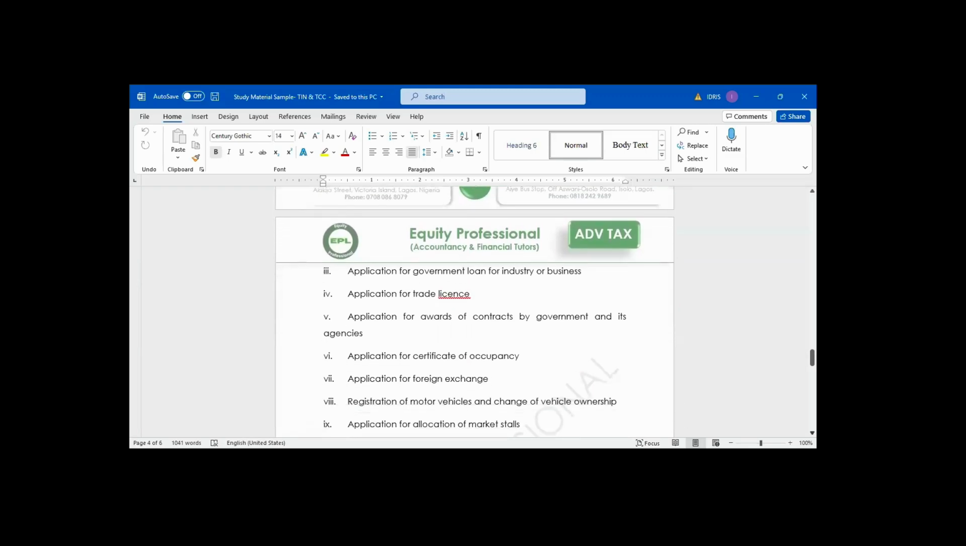Application for trade license. You want to collect trade license, they'll ask for your tax clearance certificate. Application for award of contract by government. You want to collect government contract, they'll ask for your tax clearance certificate. Application for certificate of occupancy. You need C of O, certificate of occupancy, they'll ask for your tax clearance certificate. Application for foreign exchange. You want to buy foreign exchange, they ask for your tax clearance certificate.